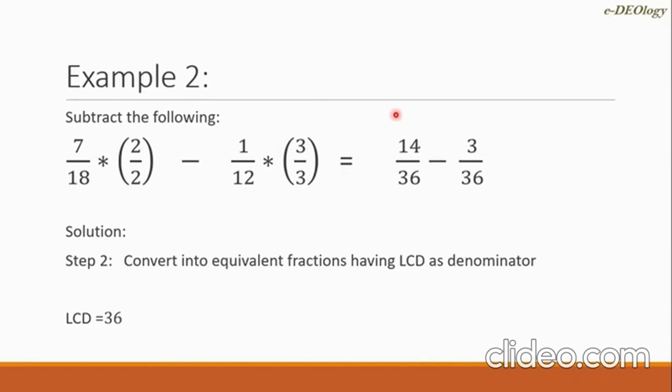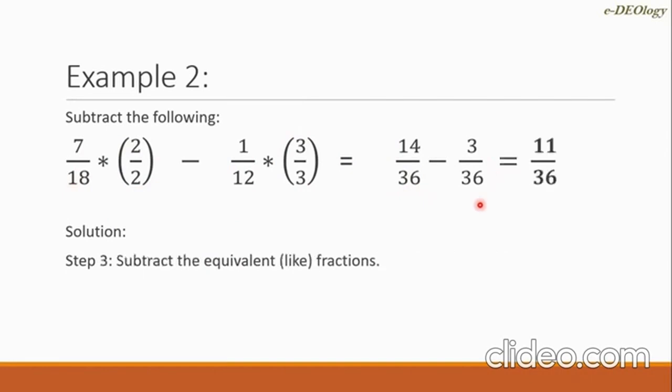Then we simplify. The first fraction becomes 14 over 36 because 7 times 2 is 14. Of course, 18 times 2 is 36. Then minus. The second fraction becomes 3 over 36. Then step 3, we simply subtract 14 and 3 equals 11 over 36.